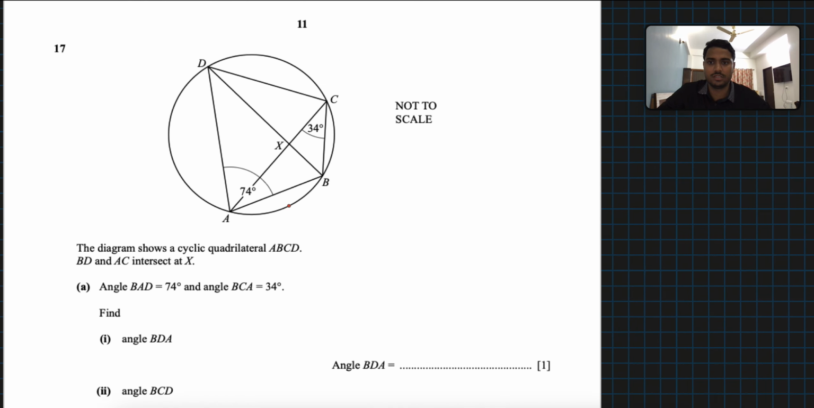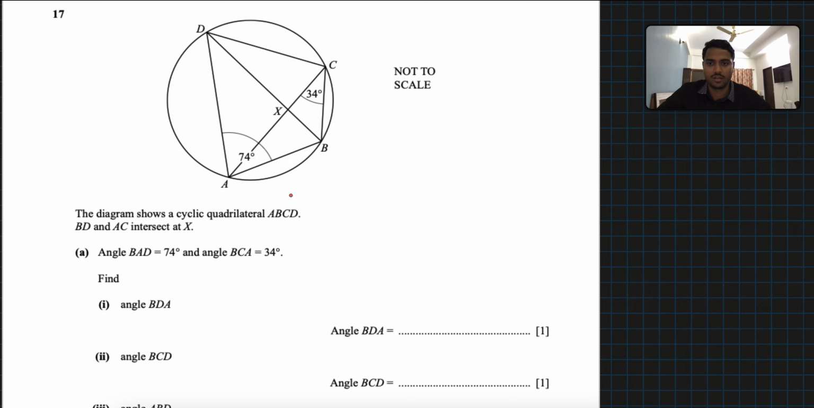Question number 17, from circle theorem. It says the diagram shows a cyclic quadrilateral ABCD. BD and AC intersect at X. Angle BAD is 74 degrees. Angle BCA is 34 degrees. Find angle BDA. So BDA and ACB will be equal, so this is also going to be 34 degrees.